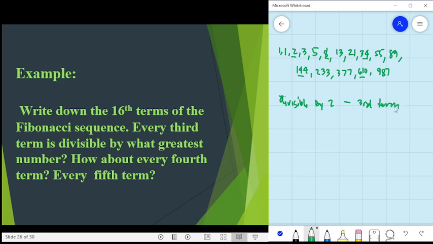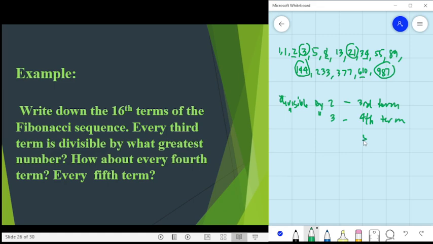Okay, next question. How about the fourth term? Every fourth term, we have 3. 1, 2, 3, 4. We have 21. 1, 2, 3, 4. 144. Then 1, 2, 3, 4. What can you say? Okay, it's divisible by 3.